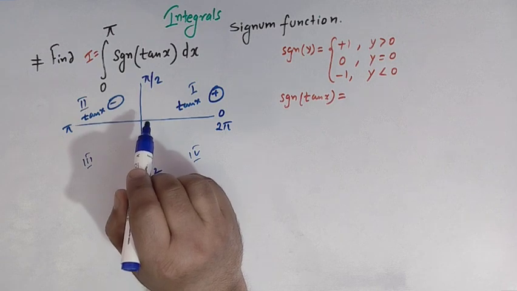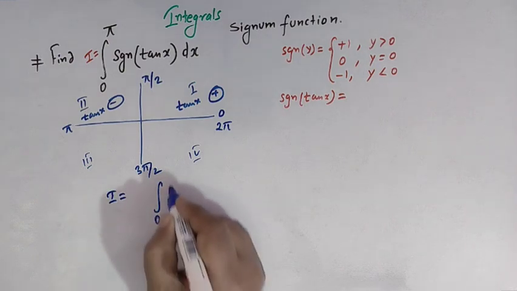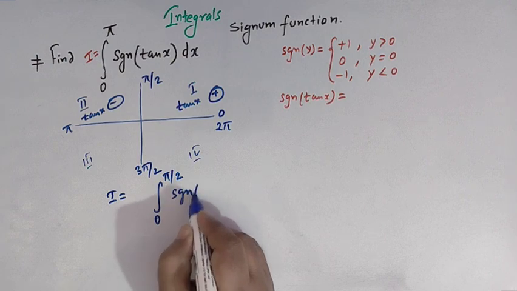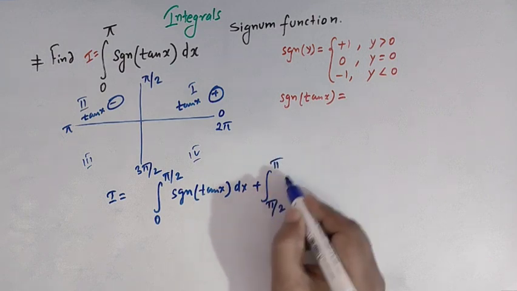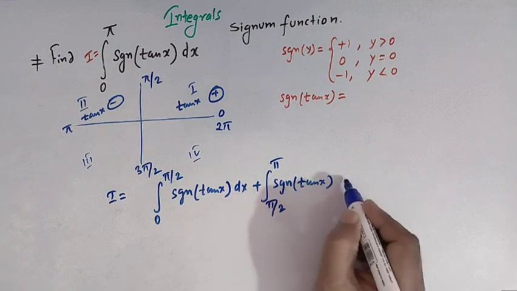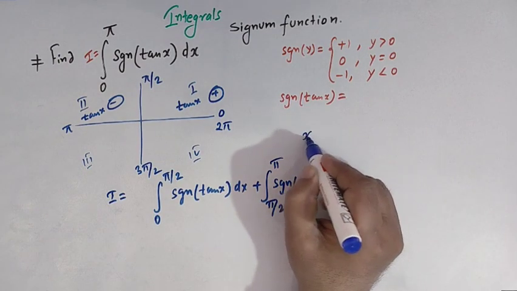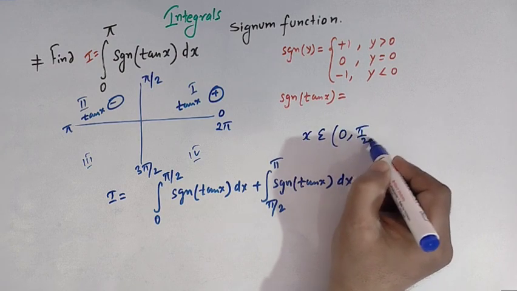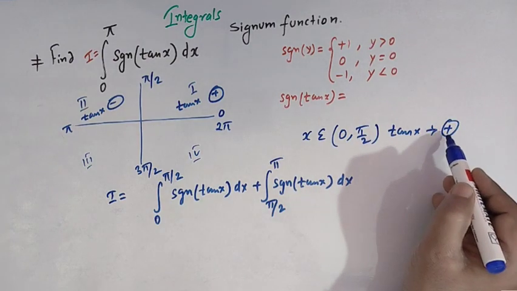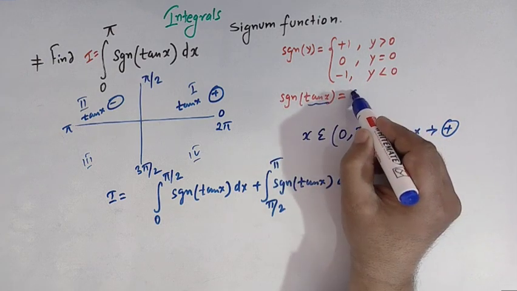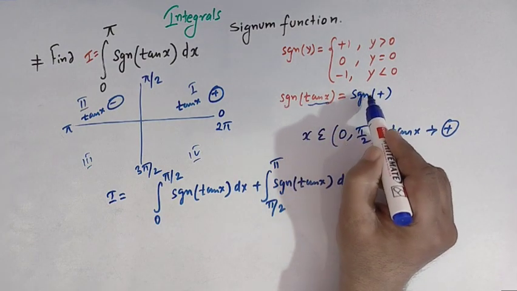Now we'll break this integral as a sum of two integrals, right? So I can be written as the integral from 0 to pi by 2 of signum of tan x dx, and then we can write the integral from pi by 2 to pi of signum of tan x dx. So now see, in the first quadrant, that is when x belongs to the interval 0 to pi by 2, tan x is positive, right? So this is a positive quantity inside this signum function.